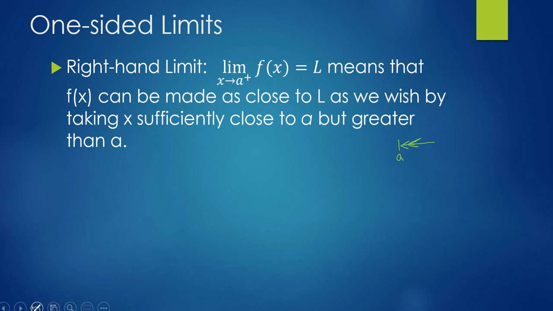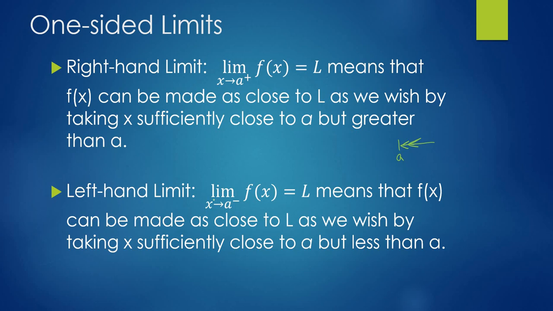The left-hand limit, the limit as x approaches a from the left of f of x equals L, means that f of x can be made as close to L, the function value can get close to the y value, as close to L as we wish by taking x sufficiently close to a but less than a. So in this case, we're coming much closer, but a teeny bit less than a. So that's our right-hand limit and our left-hand limit.